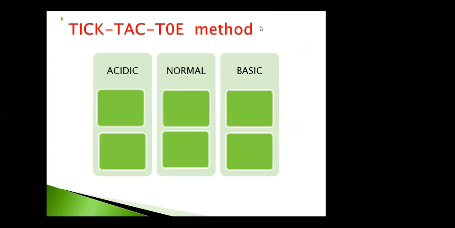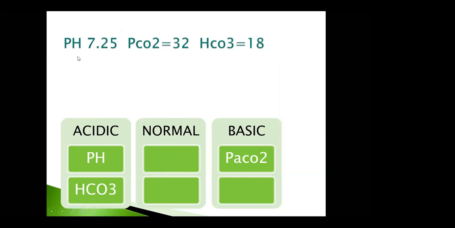And the next easy method is the tic-tac-toe method of recognizing the disorders of ABG. It's an indoor game for kids, if you know. We have to make 6 boxes and place the normal value, acidic value, and basic value. So let us try. For this ABG with pH 7.25, PaCO2 of 32, and bicarb of 18, we place the pH in the acidic box, PaCO2 in the basic box, and bicarb in the acidic box.